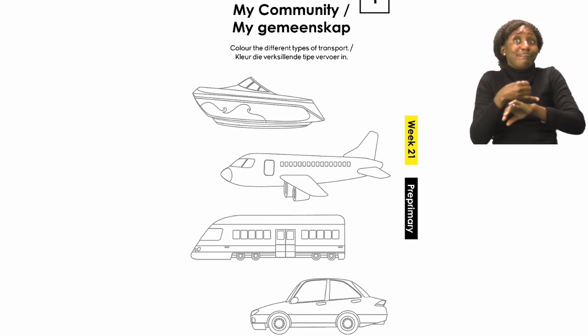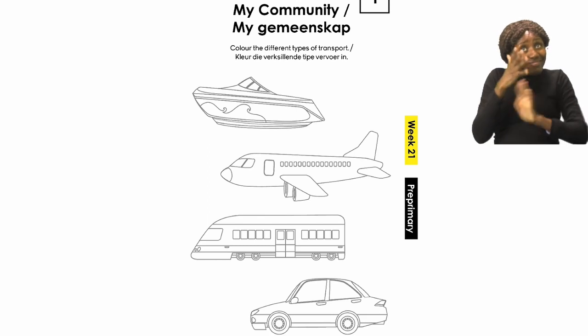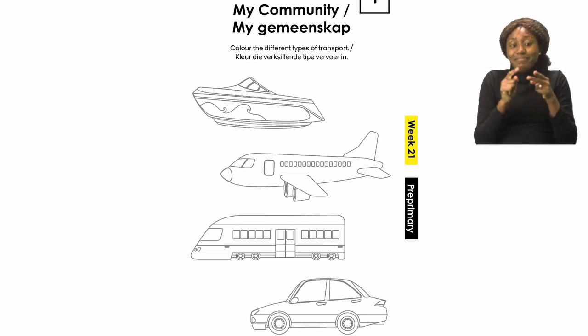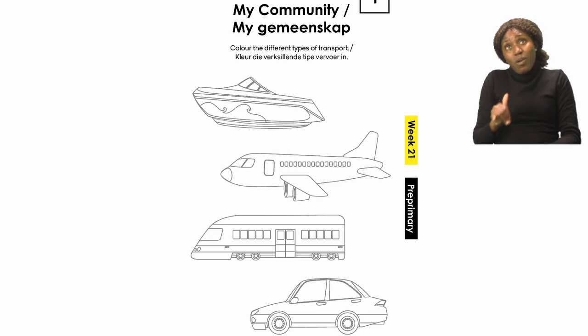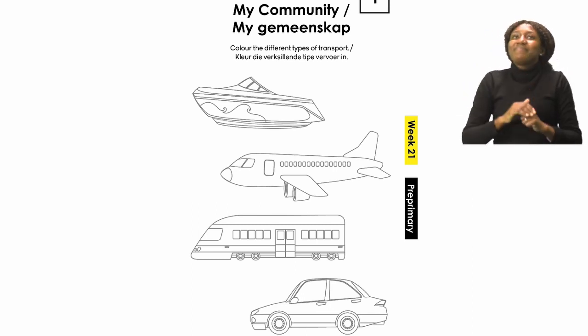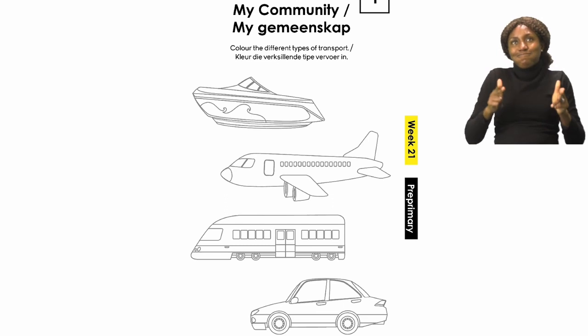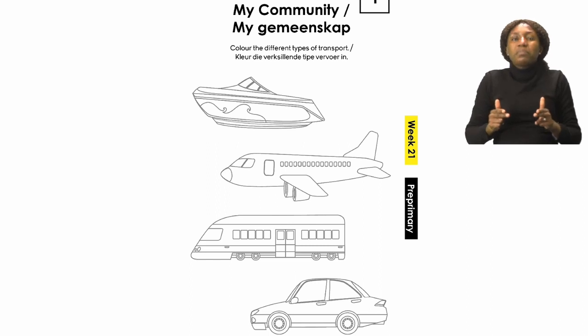The first picture we can see is of a boat. Everyone, let's say boat. Boat. Good job. The next one that we can see is of an aeroplane. Everyone, let's say aeroplane. Aeroplane. Well done. The next one that we can see is a train. Everyone, let's say train. Train.